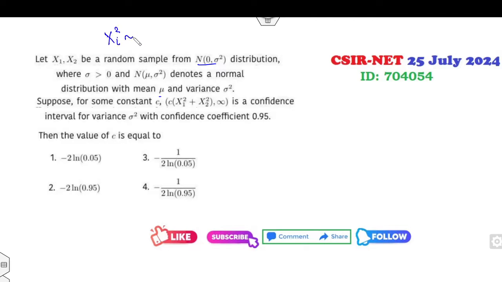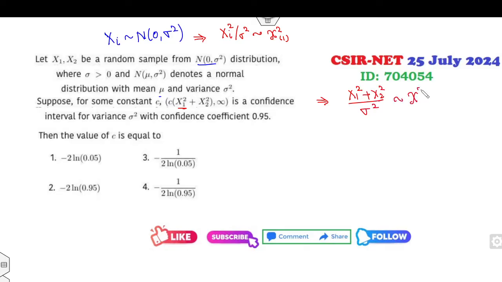Okay, I can firstly start with the Xi. Xi follows my normal distribution. What I told you every time, whenever you have a square, you always think about the chi-square. Xi square divided by sigma square will follow my chi-square of 1. So what does it mean? If I add them, X1 square plus X2 square divided by sigma square follows my chi-square of 2 degrees of freedom. Fine. Now, if I consider this quantity as my Y, then this number is Y over sigma square.